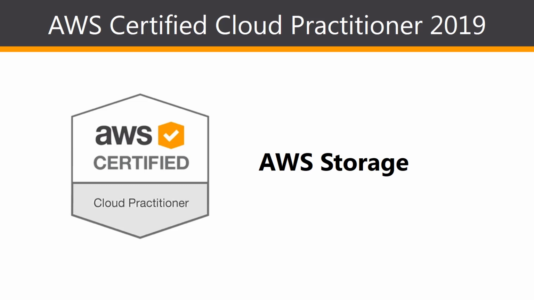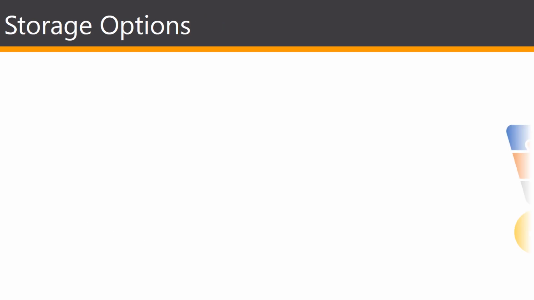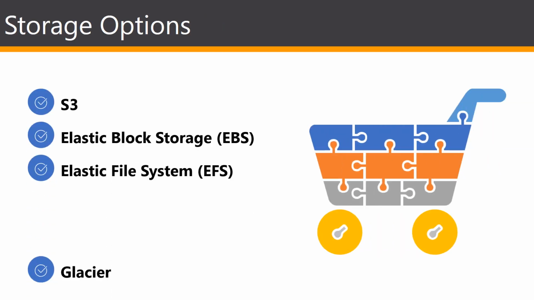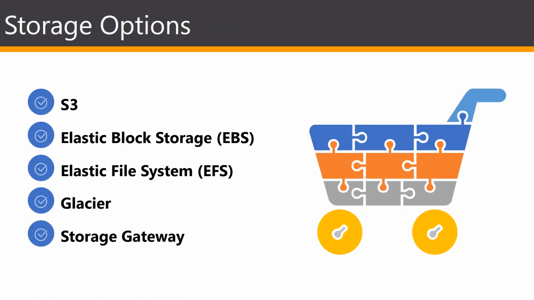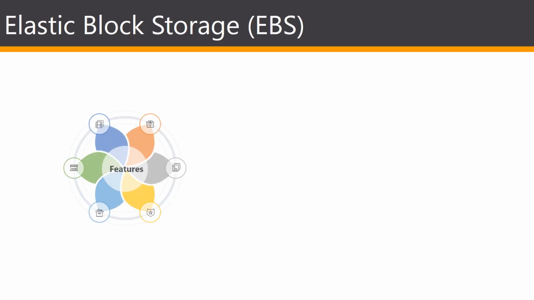Hi everybody, and welcome to the second part of the storage options that are offered by AWS. So in the previous lecture we looked at S3. In this lecture we're going to look at the next one offered by Amazon, which is referred to as the Elastic Block Storage, or EBS.